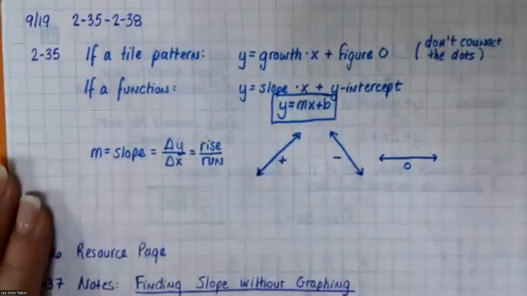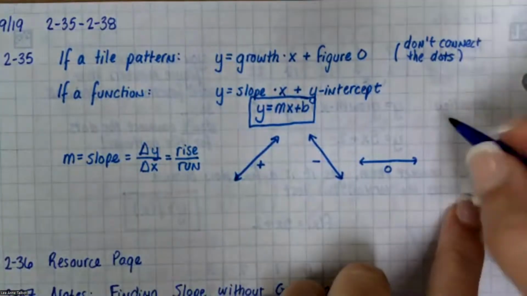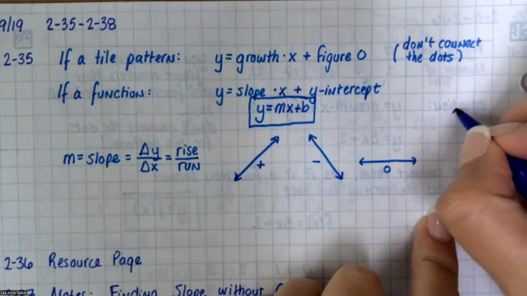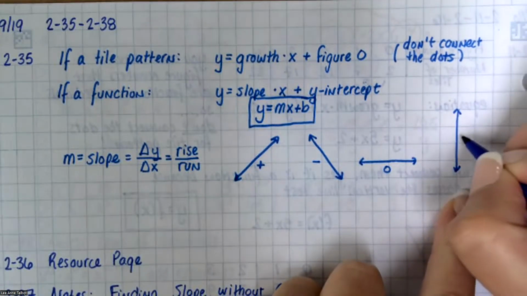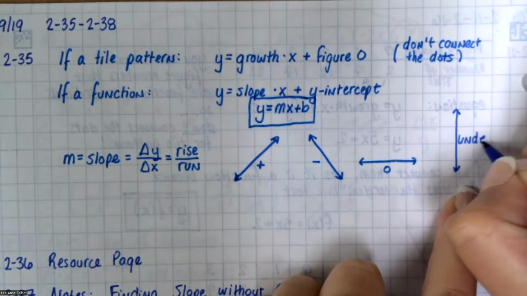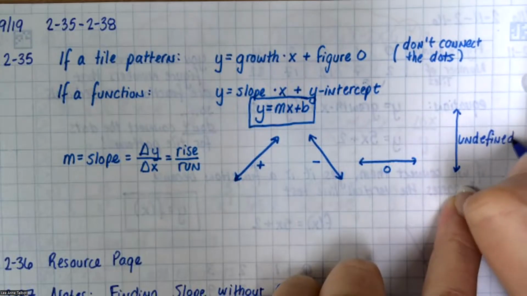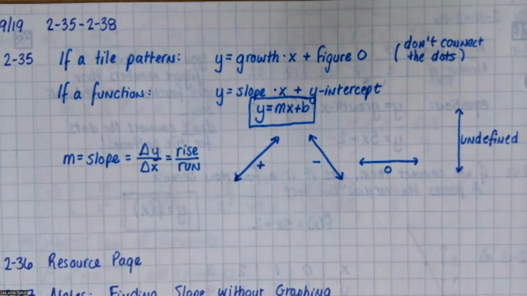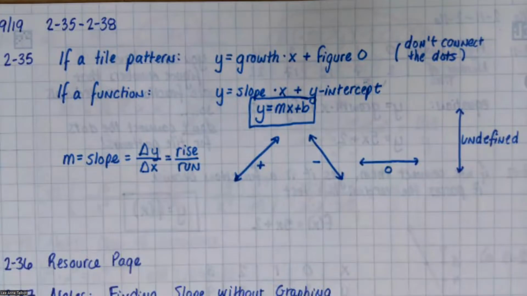Okay, and then there's another one, which is vertical. And a vertical slope is called undefined. Undefined slope is because it's a situation where you're trying to divide by zero. And you guys know about dividing by zero error, right? So that's what happens there. I quoted you there.